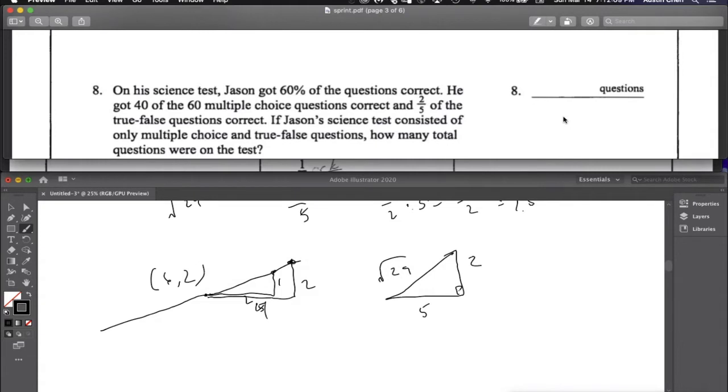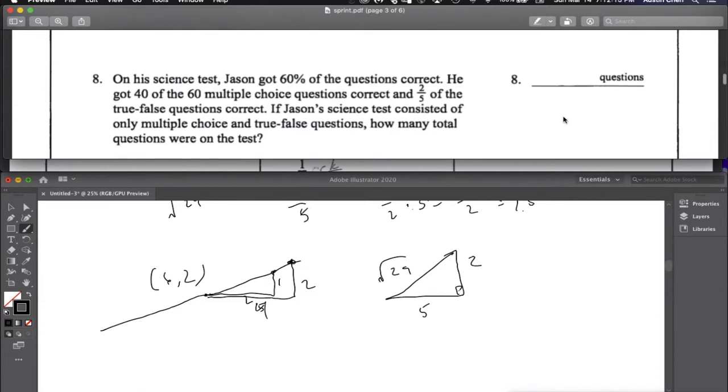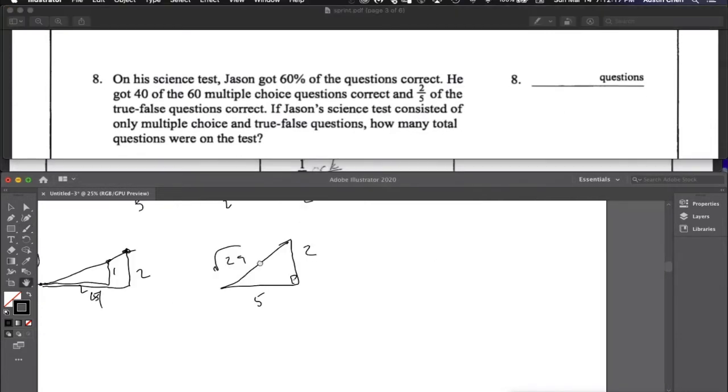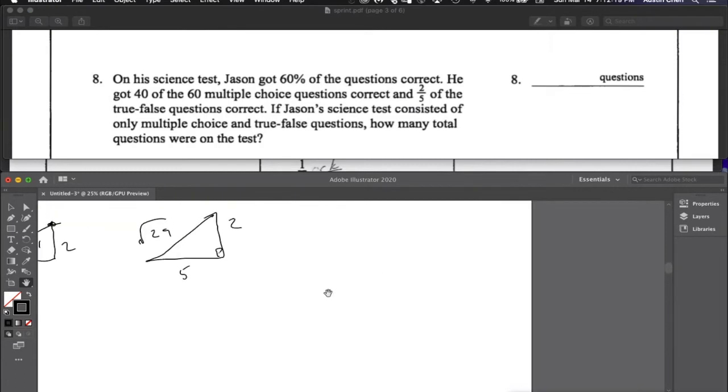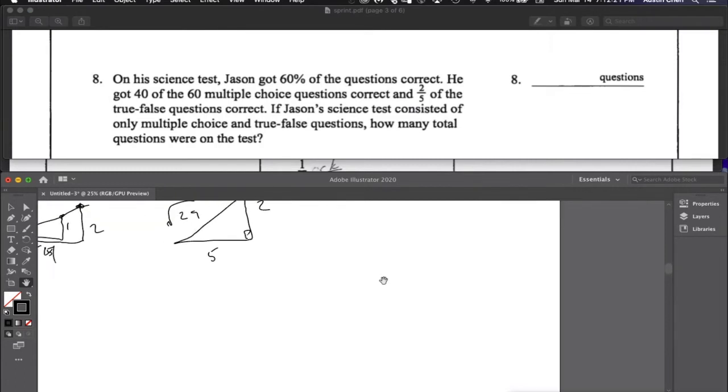On his science test, Jason got 60% of the questions correct. He got 40 of the 60 multiple choice questions correct and 2/5 of the true-false questions correct. If Jason's science test consisted of only multiple choice and true-false questions, how many total questions were on the test?